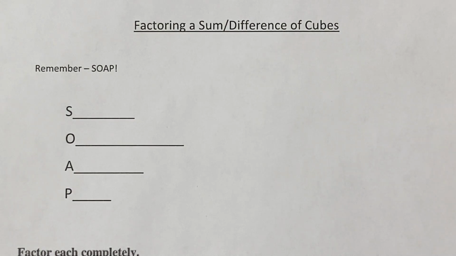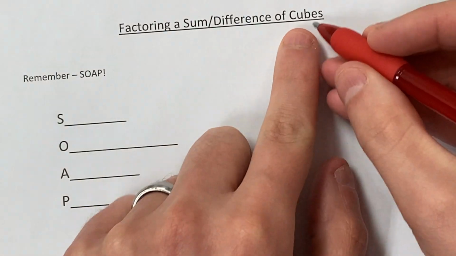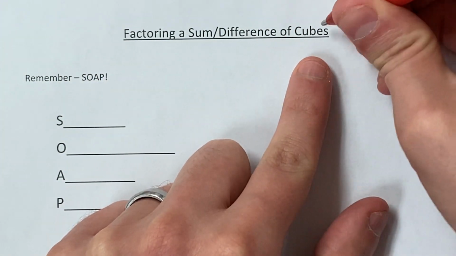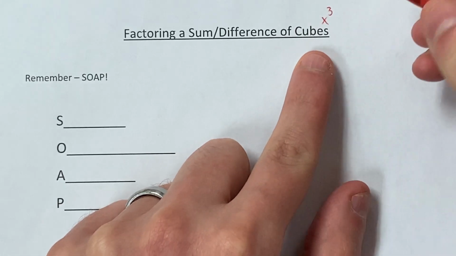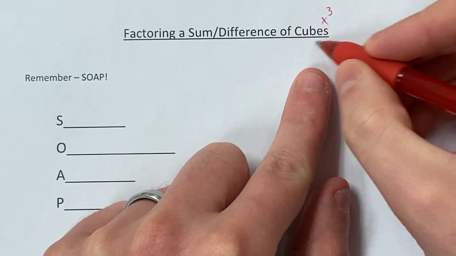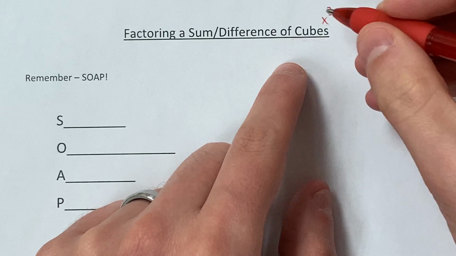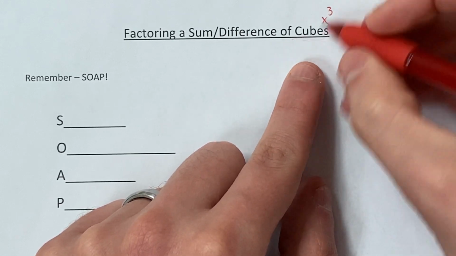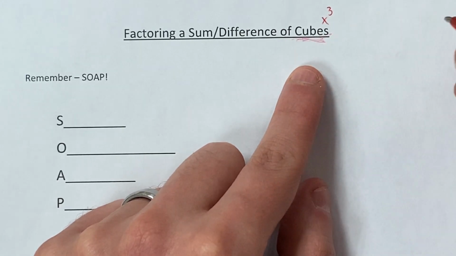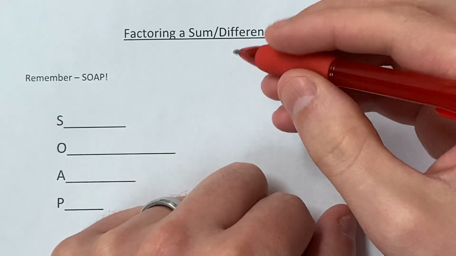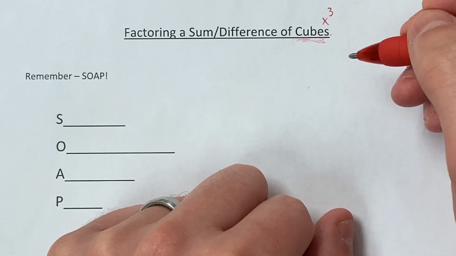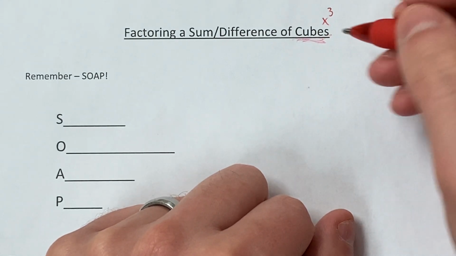Unlike those other ones, these are going to be when you have like x to the third power, sometimes x to the sixth power, but most of the time x to the third power, which is why it's called a cube instead of a square or a quadratic. And there'll be a number in front, and that number is also going to be a perfect cube. So like I said, it's going to be a specific type of factoring. It doesn't come up very much in problems, but it is something that happens, so we're going to learn it.